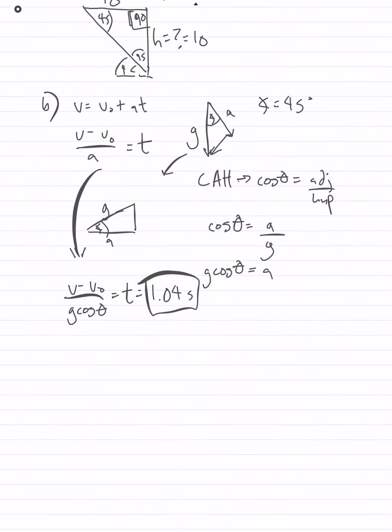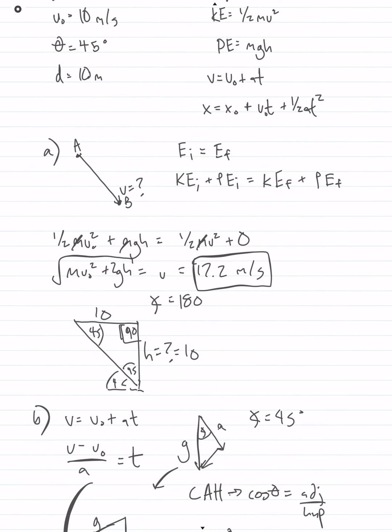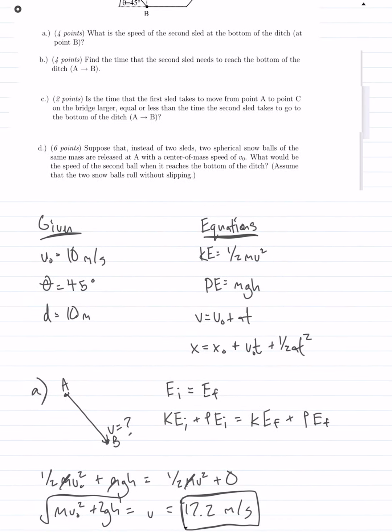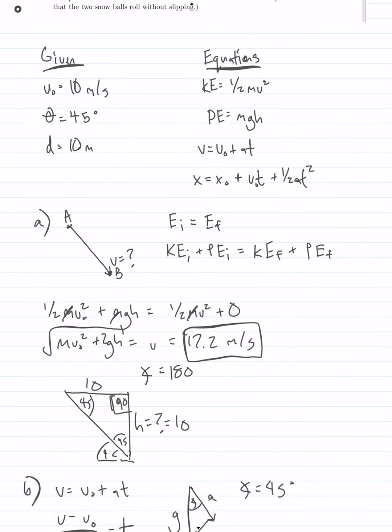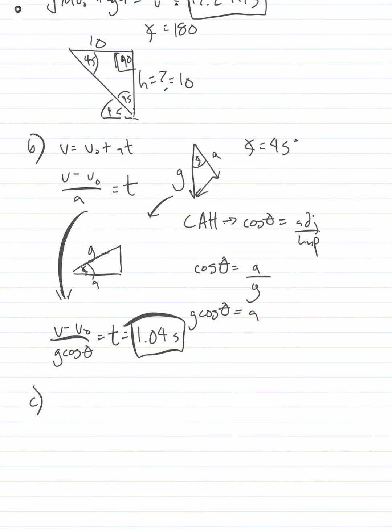And that'll be the answer to part B. Part C asks, is the time that the first sled takes to move from point A to C on the bridge larger, equal, or less than the time the second sled takes to go to the bottom of the ditch? So we just need to find the time from A to C, with a line right there. So this would be A to C. So the time is equal to what?